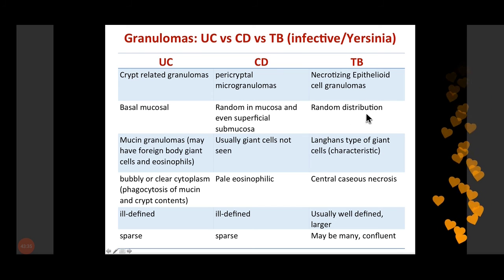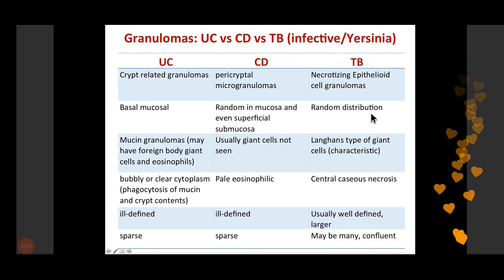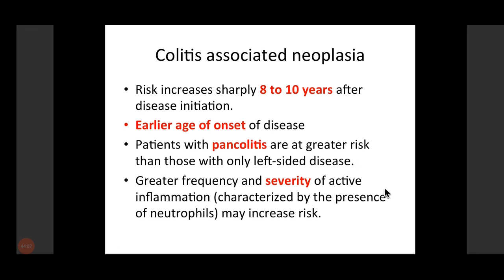And tuberculosis will have random distribution of the granulomas. They can be even in the serosa, whereas in Crohn's, they are more likely to be in the mucosa or the submucosa. Giant cells may be seen in both, but the typical Langhans giant cells and caseous necrosis are more common in tuberculosis rather than in Crohn's disease. And most importantly, the granulomas are quite large in tuberculosis, whereas they are smaller in Crohn's disease. And of course, if you find AFB, it is tuberculosis and not Crohn's disease.